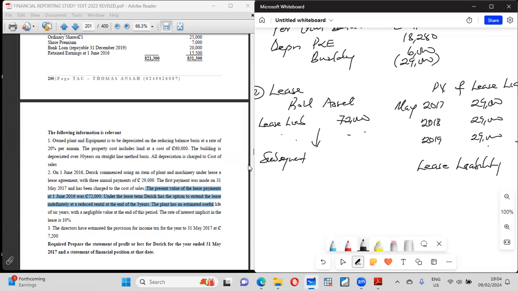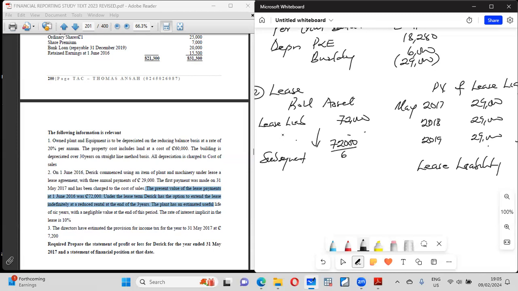So for the subsequent measurement, if you use 6 years, it will be 72,000 over 6 years, so 12,000. When you solved this question, how many years did you use as your depreciation years? I think I used 3.